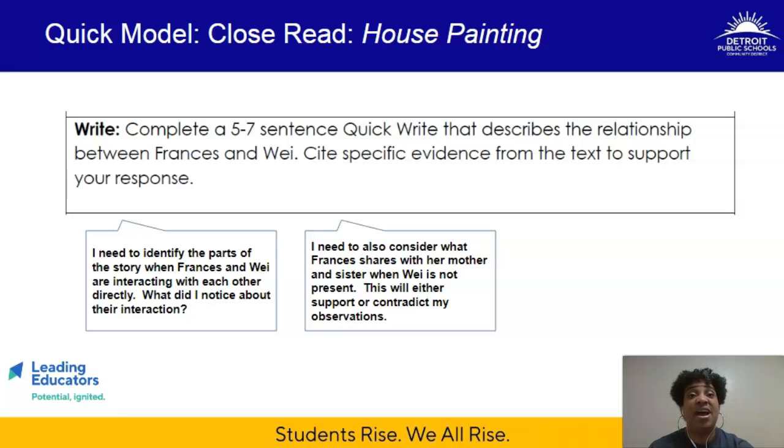So again, you have the explicit things that you see in their interactions, and then you have the reading between the lines you have to do if there's a disconnect between what she's saying to her family and how she's actually interacting with Way. Right? So you should have some fun with that one.